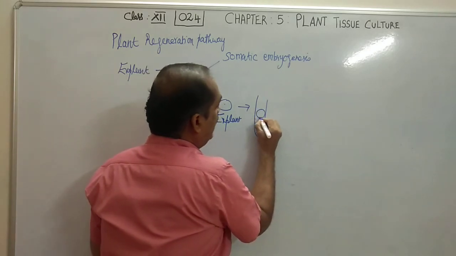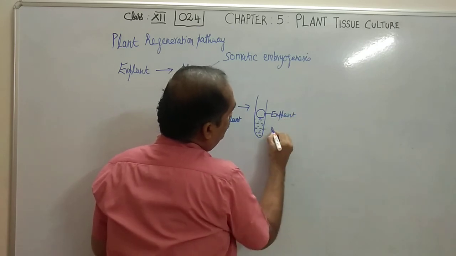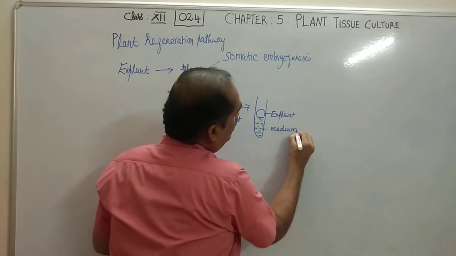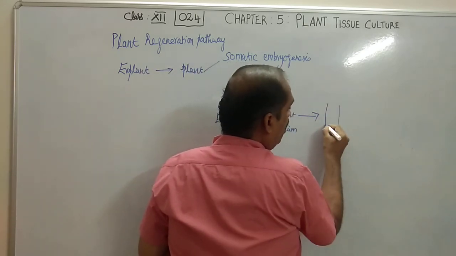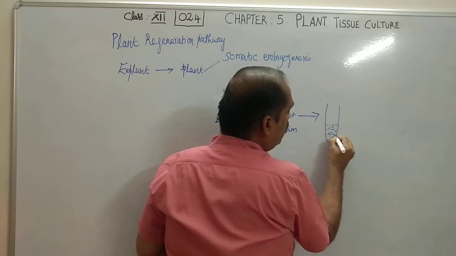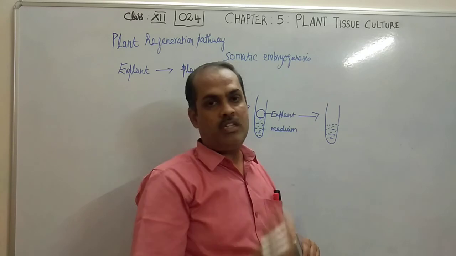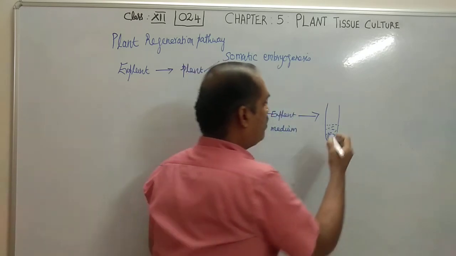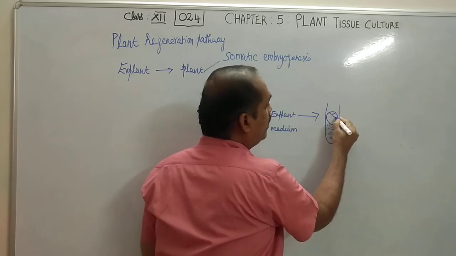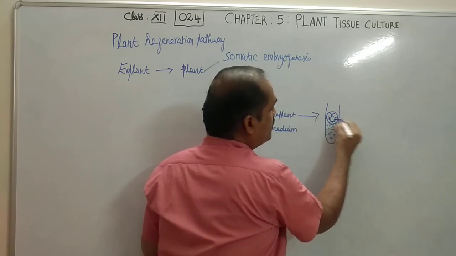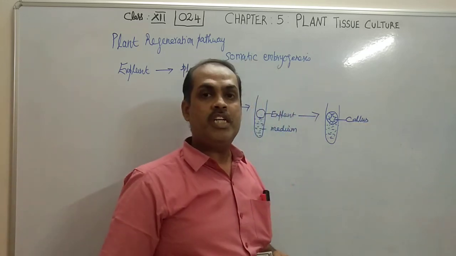Now you have to place this explant into this medium. As a result, a callus will be formed, if all the conditions are favorable. We have studied the basic plant tissue culture technique and what the conditions are. When all the conditions are favorable, there is every chance that this explant will develop into a mass of cells or ball of cells called callus. Now callus is an unorganized mass of undifferentiated tissue.